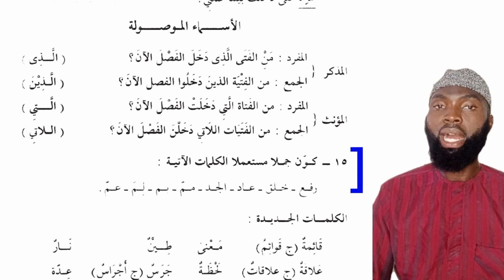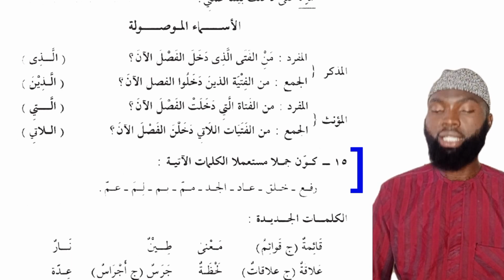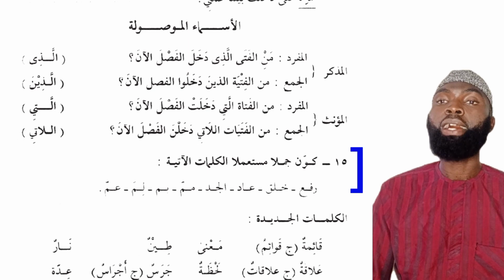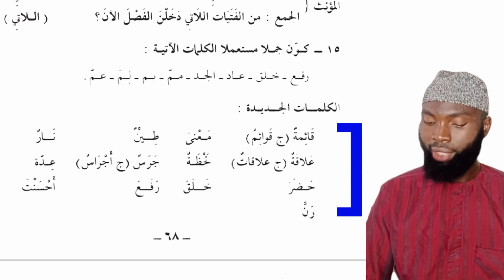Then next we have mimma. We can say mimma khuliqta. Bima, we can say bima qatalta al-hayyata. Lima kharajta min al-fasli. And amma bahathta. MashaAllah. Here we have kalimatu jarida, the new vocabulary.